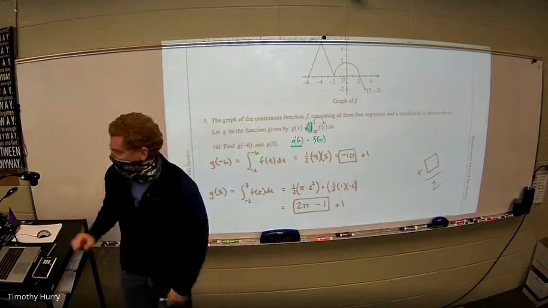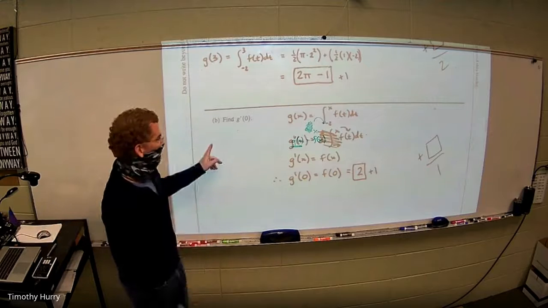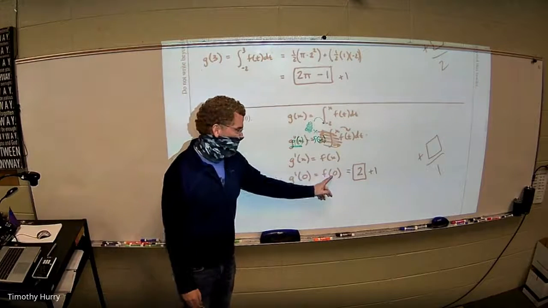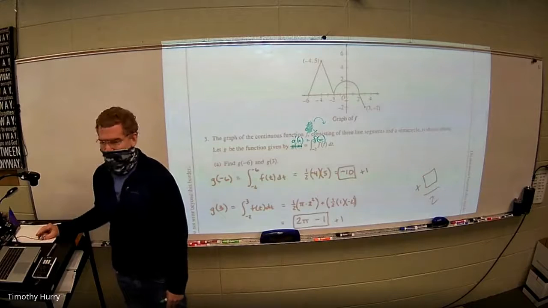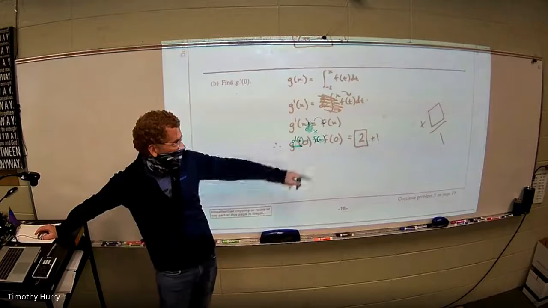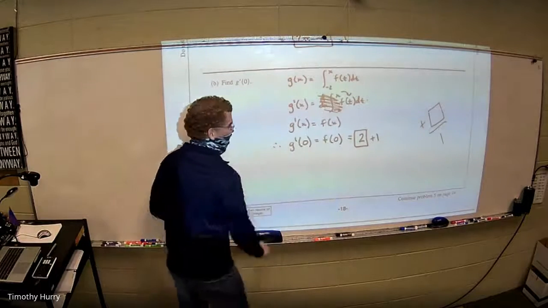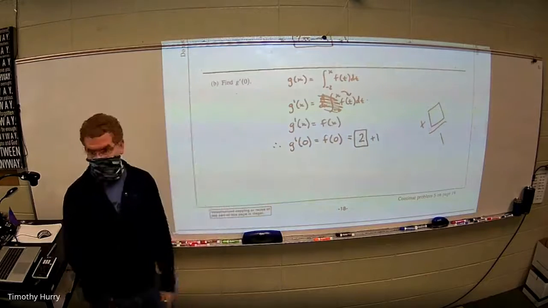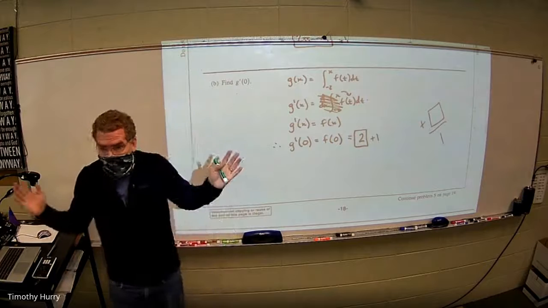So if I want to know g prime of 0, I'm really just finding what? F of 0. And if I look at the f function at 0, it has a height of 2. So the value there would be 2. And you got 1 point for getting that answer. So the work for them in this case was not worth anything, but very often it is. So get in the habit of showing work, and again, you don't know what you're getting credit for.